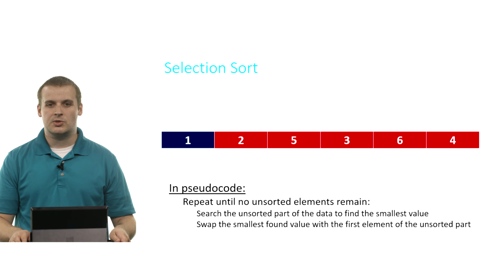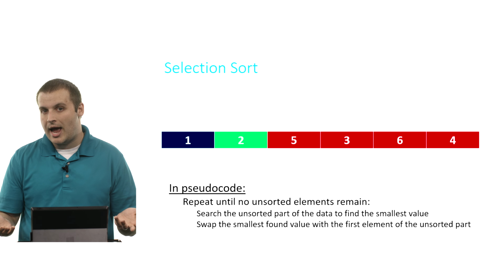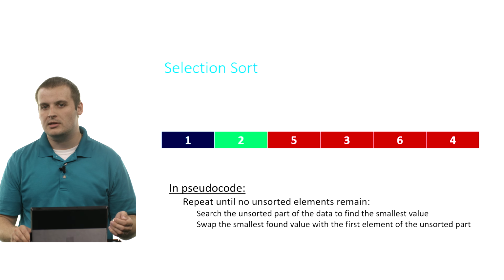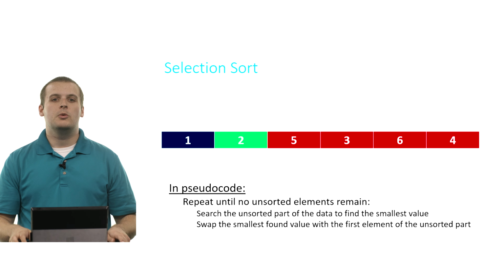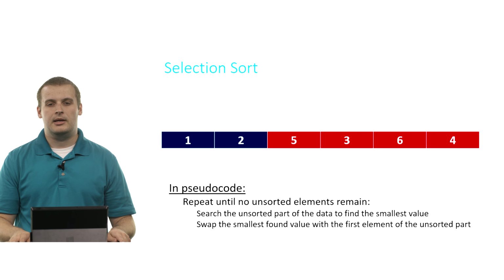We search through the unsorted part of the array to find the smallest element. In this case, it's 2. We swap that with the first element of the unsorted part. In this case, 2 also happens to be the first element of the unsorted part. So we swap 2 with itself, which really just leaves 2 where it is, and it's sorted. Continuing on, we search through to find the smallest element. It's 3. We swap it with the first element, which is 5. And now 3 is sorted.